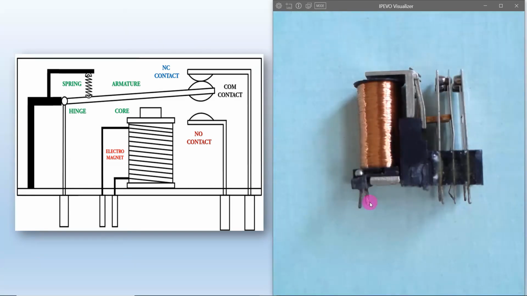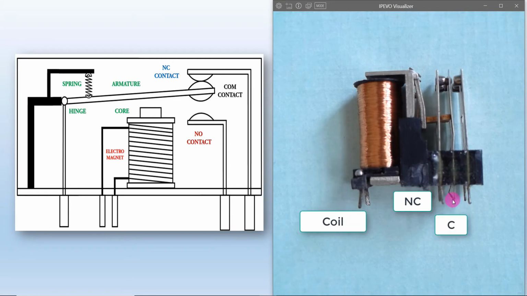Whenever these two terminals are connected with power, this will be magnetized, and you will find that the contact will go over here. Whenever you release the current, this will be pulled back and the contact will come over here. So these are the coil terminals, this is the NC terminal, this is the C terminal, that is the contact terminal, and this is the NO terminal, normally open.